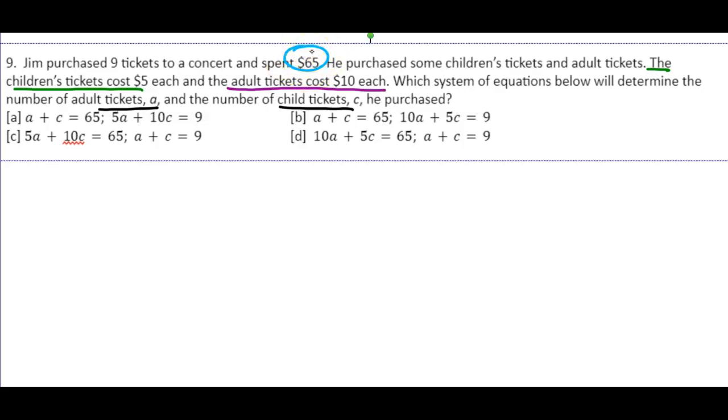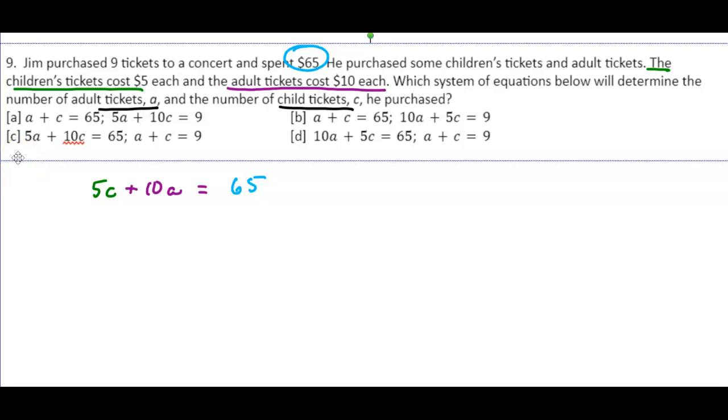So if we wrote that as an equality, the first one we know is related to cost. He spent $5 for each child's ticket, so 5C. He spent $10 for each adult ticket, so 10A, and altogether that gives us a total cost of $65. So that is one of our constraints that relates cost to children and adult tickets.